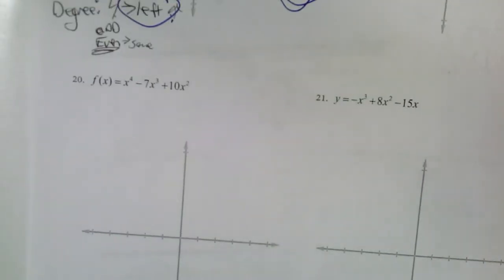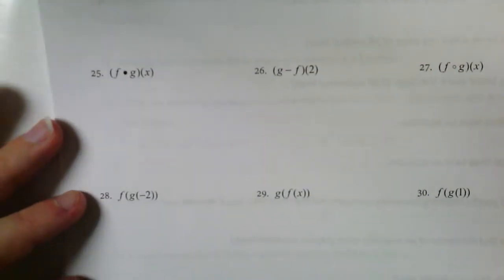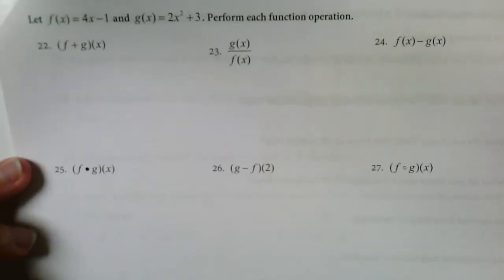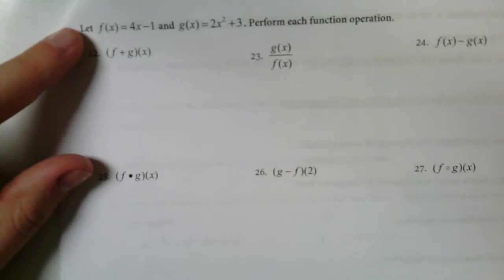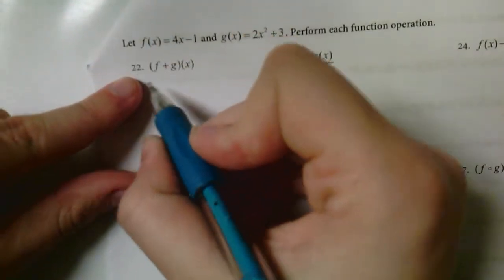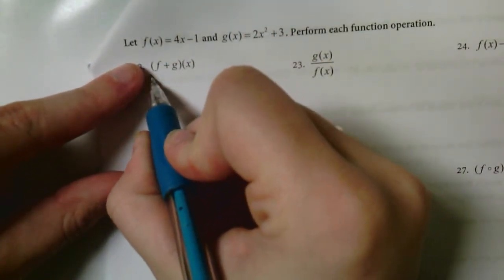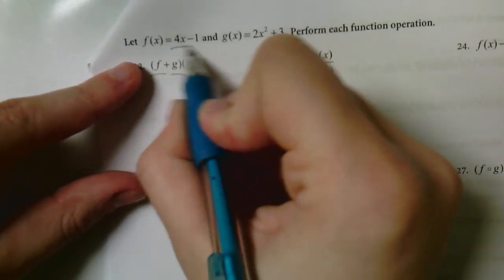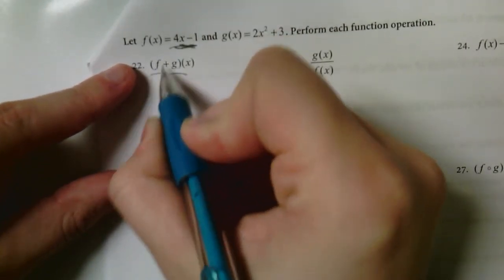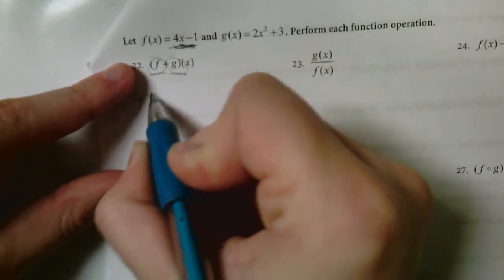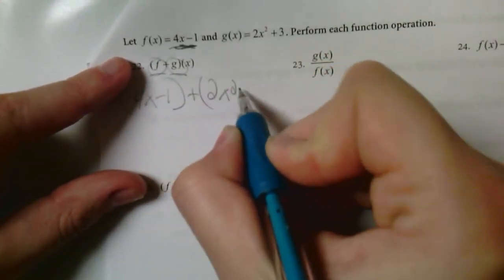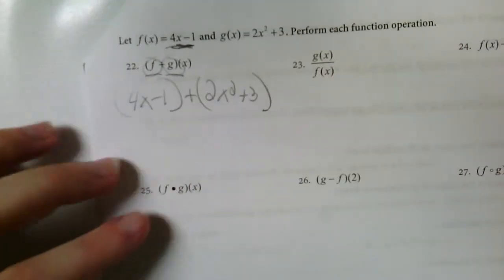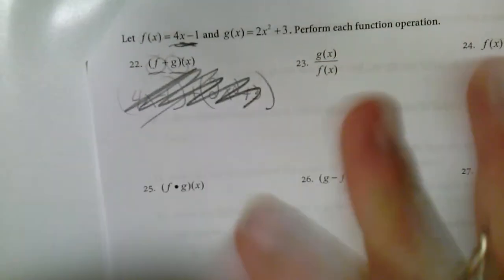And then on the last page, we get into the fun stuff. The last page has to do with all these function operations. Some big ones are, I would like to remind you that when you're looking at a problem like this, we are not saying that f and g, this is not f. So you can't look at this and say, oh, I have f plus g, that's going to be 4x minus 1, and then plus g, which is 2x squared plus 3. That is not true. That is not the case. That is very much not the case.